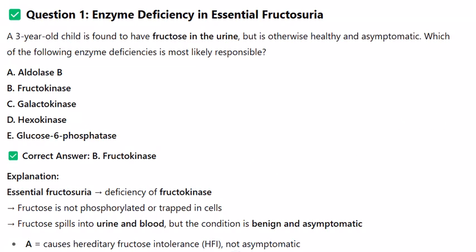Question 1. Enzyme deficiency in essential fructosuria. A 3-year-old child is found to have fructose in the urine, but is otherwise healthy and asymptomatic. Which of the following enzyme deficiencies is most likely responsible? A. Aldolase B, B. Fructokinase, C. Galactokinase, D. Glucose 6-phosphatase. Correct answer, B.